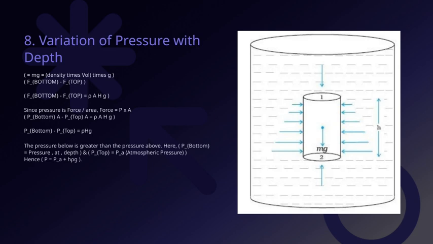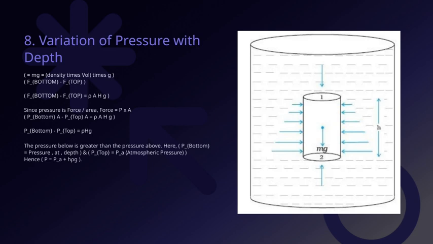Since we know that pressure is force divided by area, we can express the forces at the bottom and top as P times A. That leads us to the equation P bottom times A minus P top times A equals rho times A times H times G. Rearranging this, we find that the difference in force between the bottom and the top is equal to rho times A times H times G, and if we think about force in terms of weight, it's essentially mass times gravity.